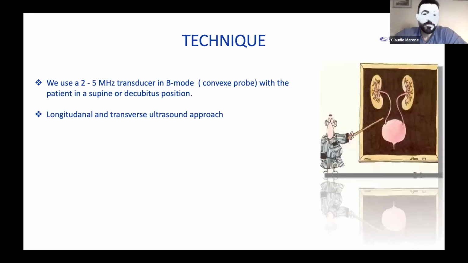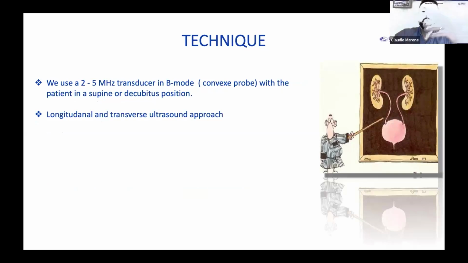We use a 3.5 megahertz transducer in B-mode, the convex probe, with the patient in a supine or decubitus position, but mostly in the decubitus position, and we have a longitudinal and transverse ultrasound approach.